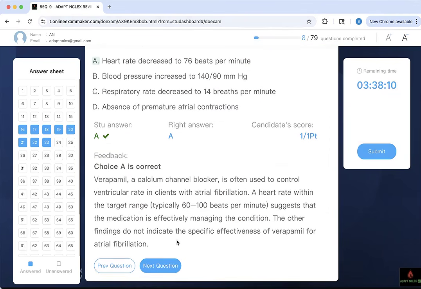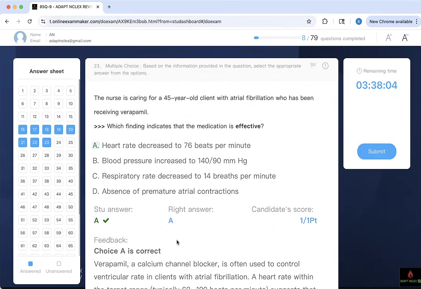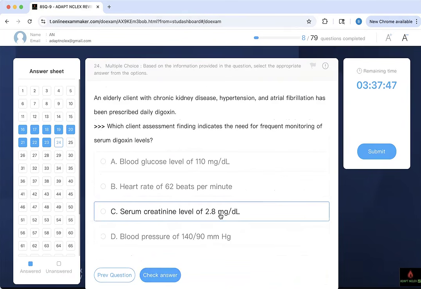And this is the way you have to think about it. It's not that you have to think too much, but sometimes you have to know what they're dealing with you. If blood pressure increases, it doesn't indicate effectiveness. Premature atrial contraction is unrelated to verapamil, even though it sounds very bad, but it has nothing to do with the question. What is your score so far in pharmacology?